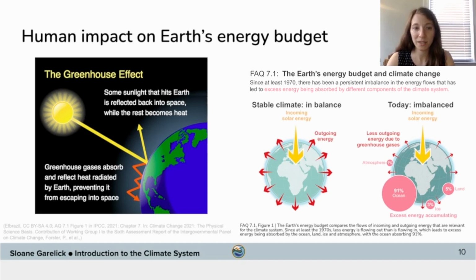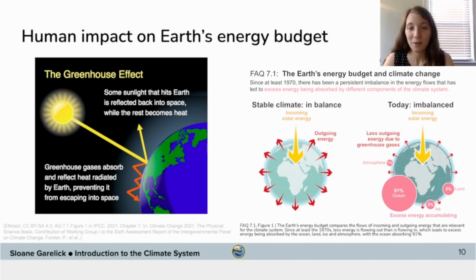The process by which the 6% of outgoing radiation is absorbed by the atmosphere is known as the greenhouse effect. This is a naturally occurring process, but changes in the concentration of atmospheric greenhouse gases affect the amount of radiation that's absorbed by the atmosphere.